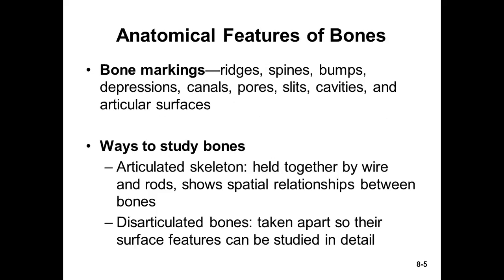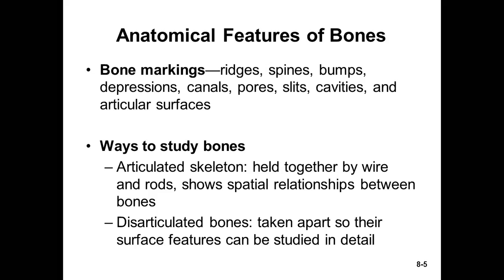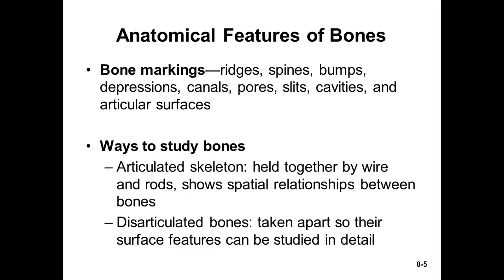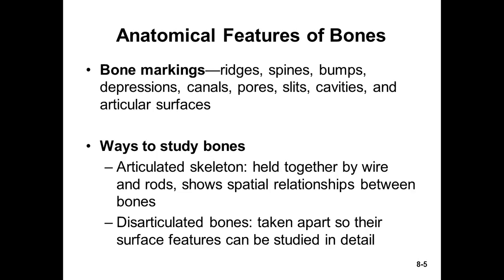Bone markings, which of course is very important: ridges, spines, bumps, depressions, canals, pores, slits, cavities, and of course articular surfaces. Those bone markings are very, very important because this is where muscles attach by way of tendons. You have a foramen, which is a little hole in the bone. Muscles, nerves, and blood vessels pass through it. So those bone markings are really, really important.